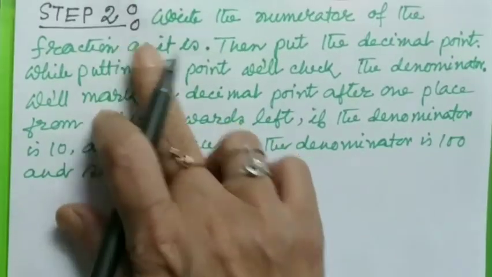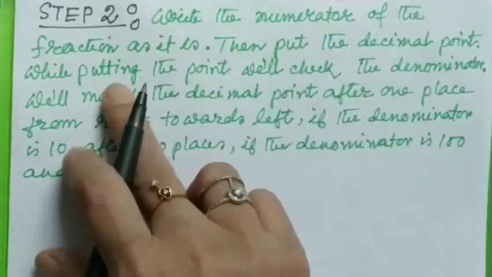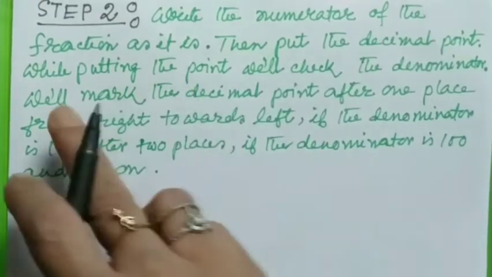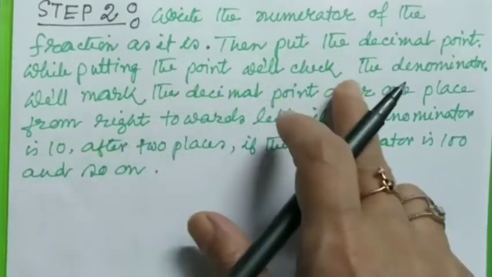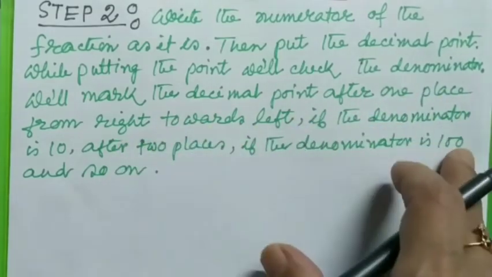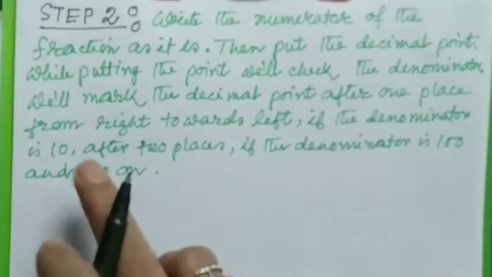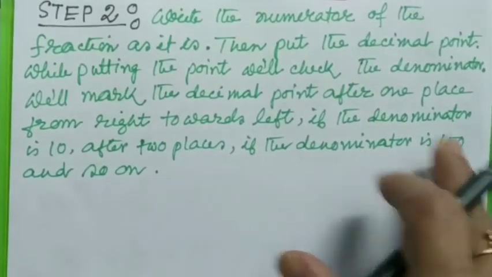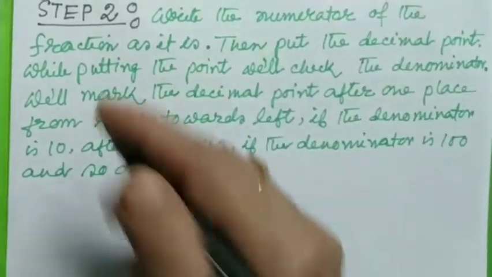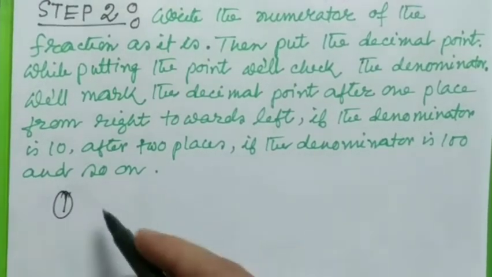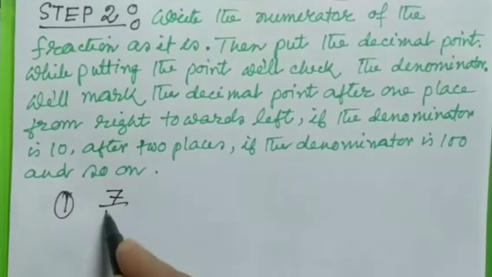Step number 2. Write the numerator of the fraction as it is. Then put the decimal point. And while putting the point, we'll check the denominator. We'll mark the decimal point after one place from right towards left if the denominator is 10, after two places if the denominator is 100, and so on. So I'm taking the examples which I have already done. This is number 1, 7 by 10.